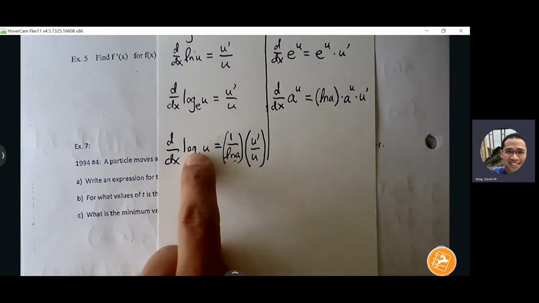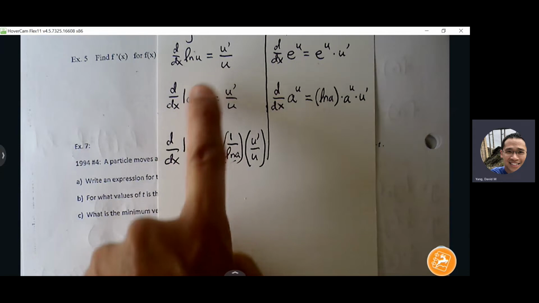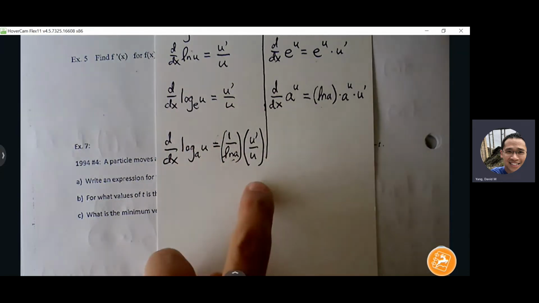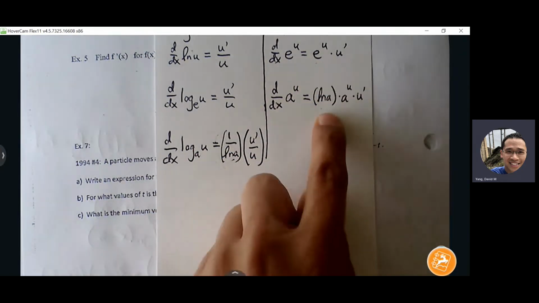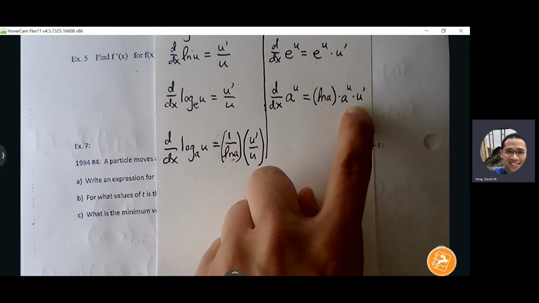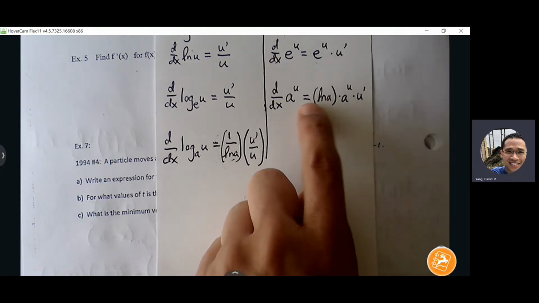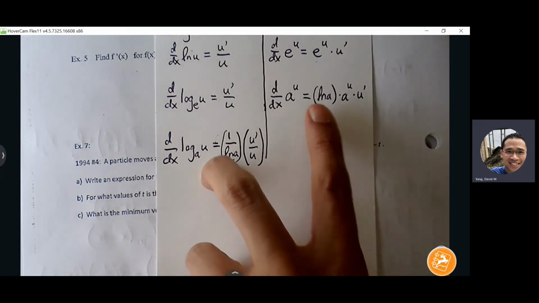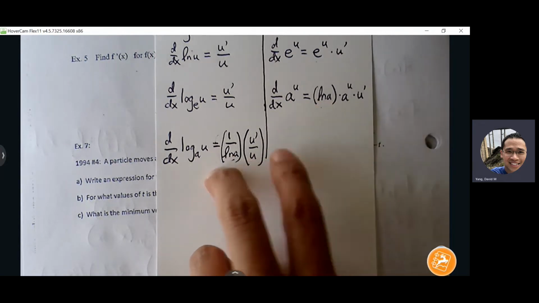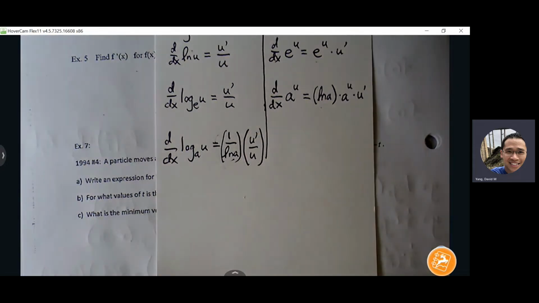Because I know that u prime over u is natural log, anything with log has a denominator derivative, and that helps me remember there's a natural log of a. E to the u times u prime, a to the u times u prime: there's no denominator, so that helps me remember that natural log of a is going to be in the numerator. And I know one is going to be numerator, one is in the denominator. So that u prime over u kind of helps me remember where that natural log of a goes.